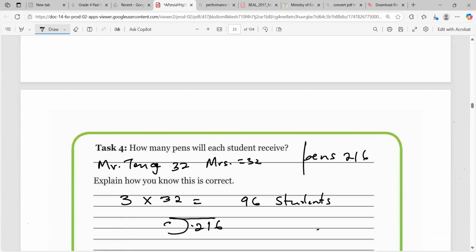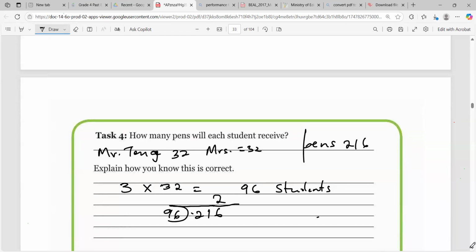pens and we have 96 students. So the 2 is actually going to be correct. So it's 2 pencils each. And there's going to be a remainder. But remember, you cannot have 2.25 pens unless they're going to cut up the pens, right? So we're just going to say 2 pencils.